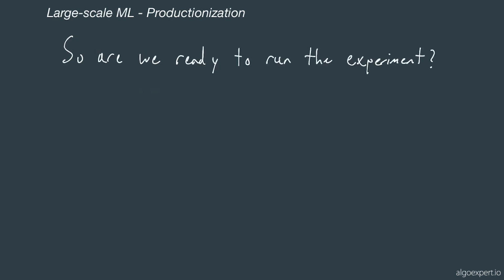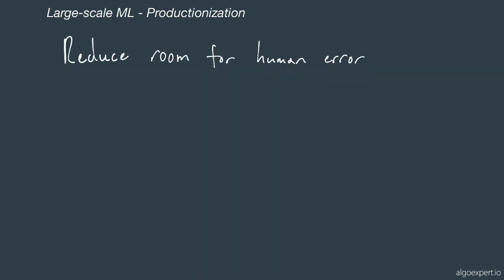So, are we ready to run the experiment? Well, in general, no. What we need to do before we do that is reduce the room for human error. When we say reduce, we want to reduce as much as is practical to help us reduce the chance for some problem.